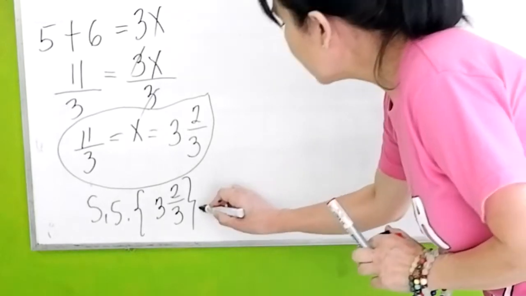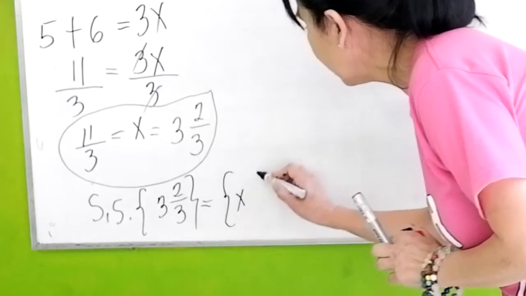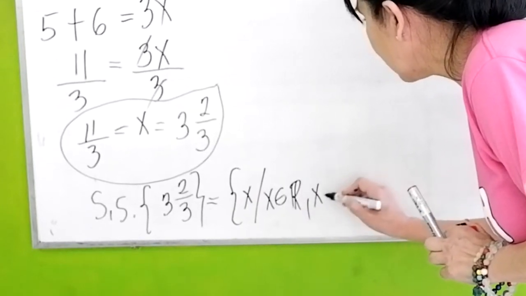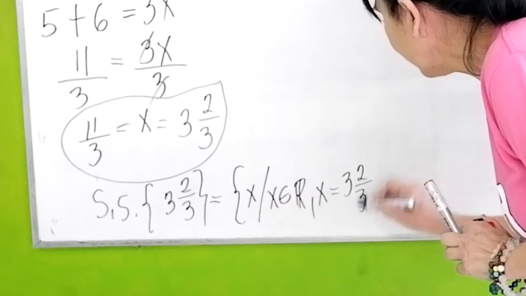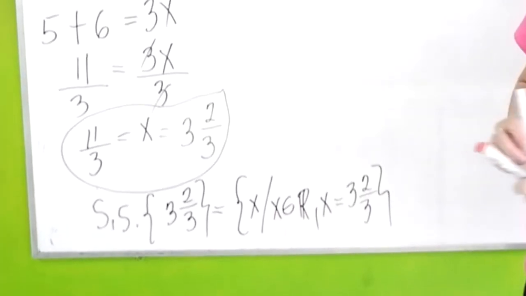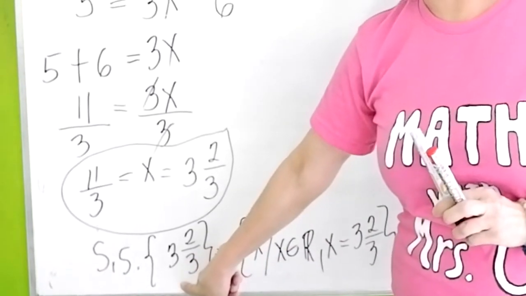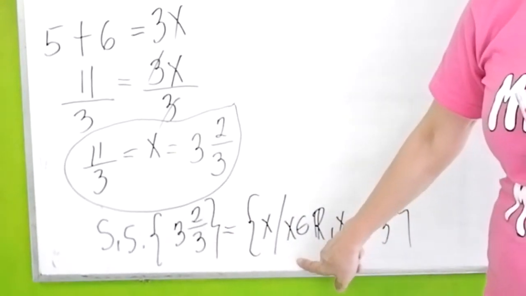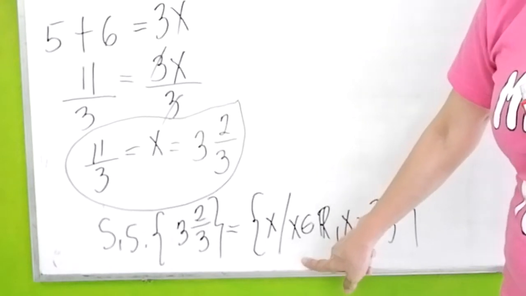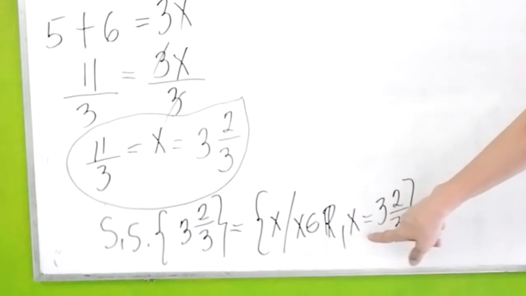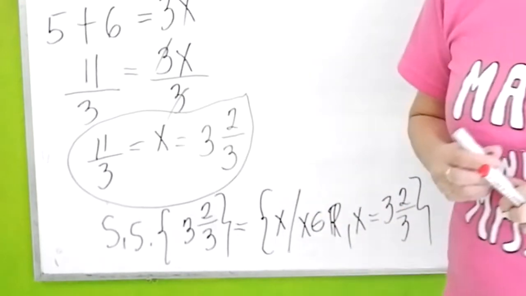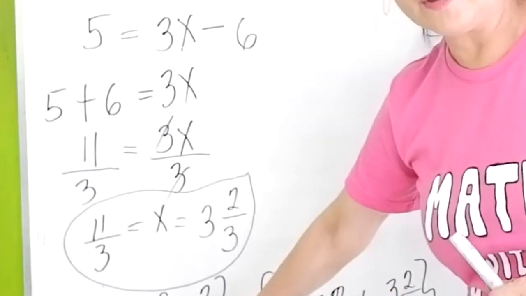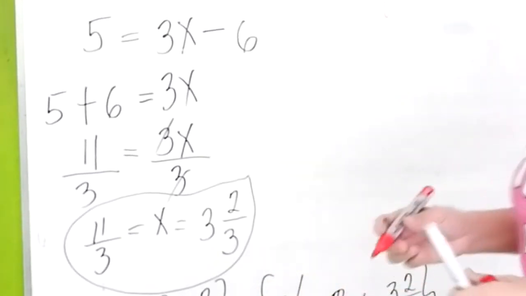Sometimes your teacher would require you to write it such that x is an element of R, x is equal to 3 and 2/3. That's all right. You follow your teacher. It's the same thing. Here we are assuming that x is any real number. Here you're specifying that x, or the replacement set, is the set of real numbers such that x is equal to 3 and 2/3. You follow what your teacher requires you to do. If he wants this, give him this.